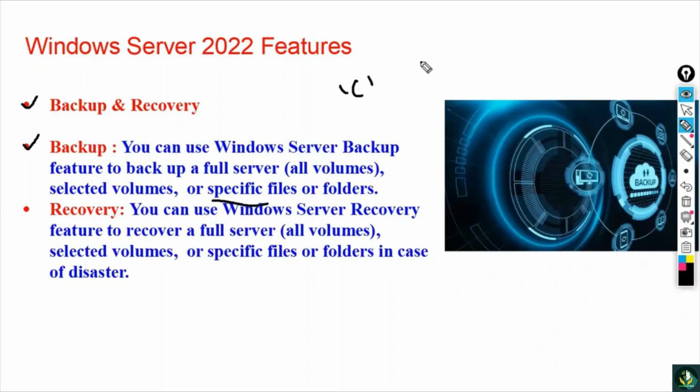Let us say you have a file data in C drive. So you can take the backup of this data folder, file or folder as well. And in case of disaster, you can recover the data as well. So you can use Windows Server recovery feature to recover full server, which means you can recover all the volumes. You can recover the selected volumes. You can recover the specific files or folders in case of disaster.